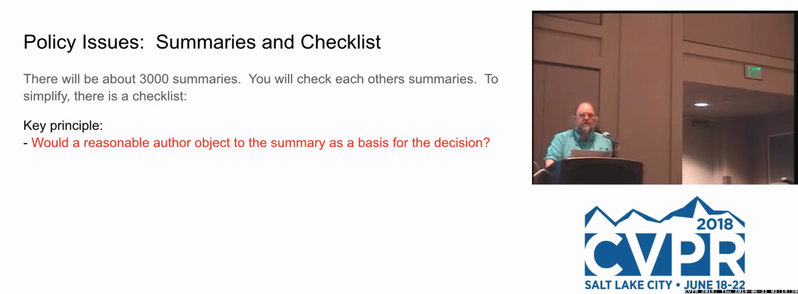Summaries and checklists. So there were about 3,000 summaries. In the olden days, PCs checked the summaries, or didn't check the summaries, or pretended to have checked the summaries or something. We couldn't even pretend. Nobody would have believed us. So we wrote a checklist.